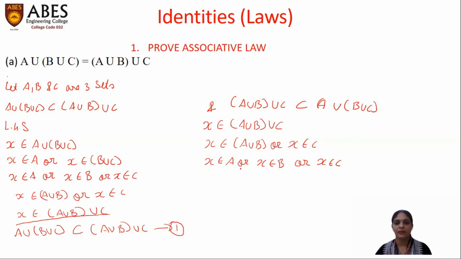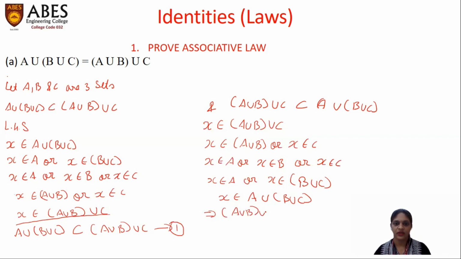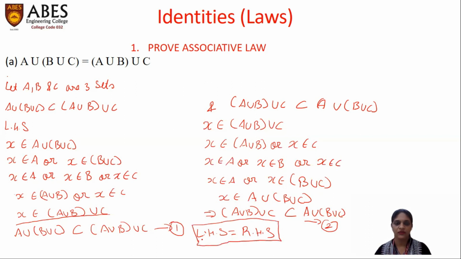Now we can combine this according to the left hand side. So we can write this as X belongs to A, or X belongs to B union C. So we can write this as X belongs to A union (B union C). So this thing becomes equal to the left hand side, which implies we can say that (A union B) union C is a subset of A union (B union C). Let's consider this as equation number 2. Then from equations 1 and 2 we can say that the left hand side is equal to the right hand side, hence proved. So this is the first property of associative law.